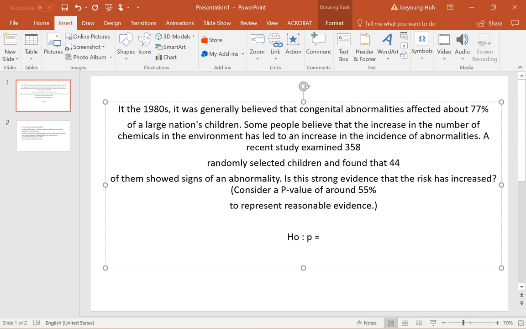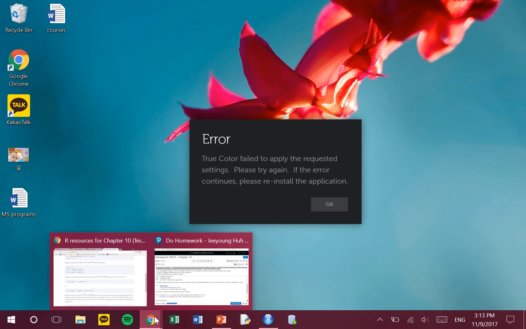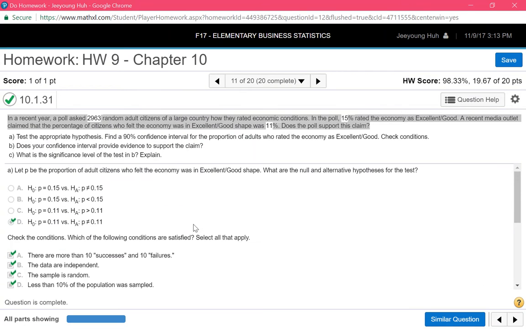So it's generally believed that 77% are affected by this abnormality, right? So that is going to be our null hypothesis because we want to see if this number has increased or not. So p equals 0.77. That would be our null hypothesis, right? And then in this case, what would our alternative hypothesis be?